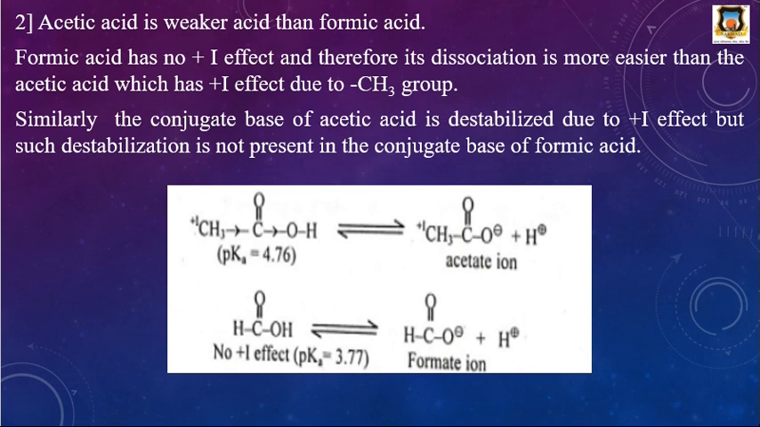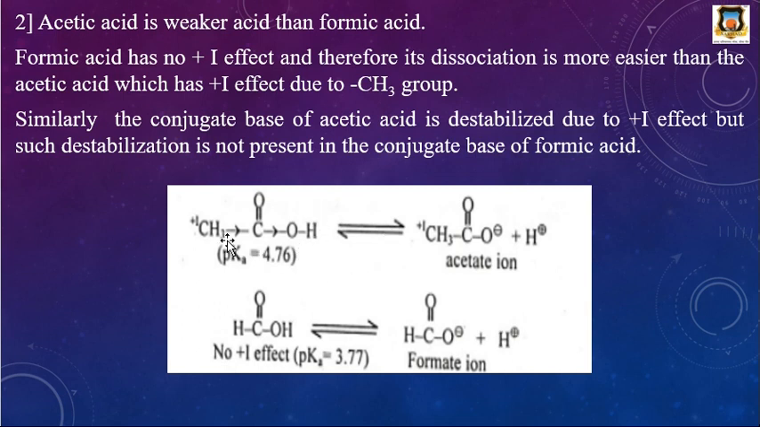Formic acid has no plus I effect and therefore its dissociation is easier than the acetic acid, which has plus I effect due to CH3 group. Here is the dissociation of both acids, the dissociation of formic acid and dissociation of acetic acid. Acetic acid undergoes dissociation to give carboxylate ion or acetate ion, or conjugate base, plus H plus. Formic acid dissociates to give formate ion plus H plus.